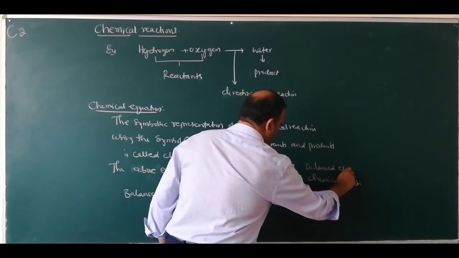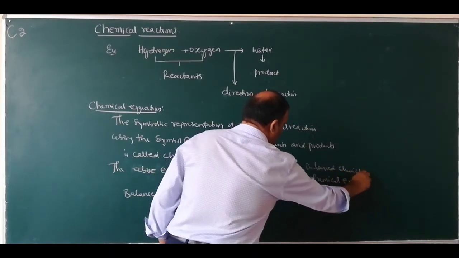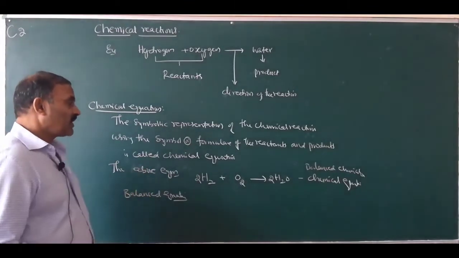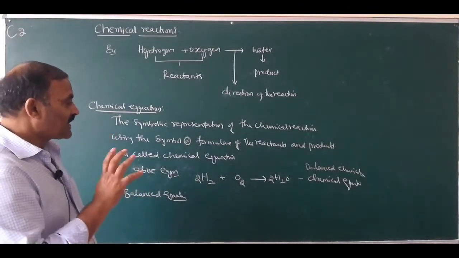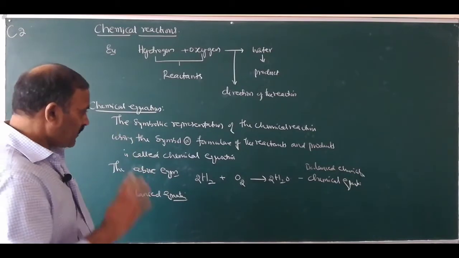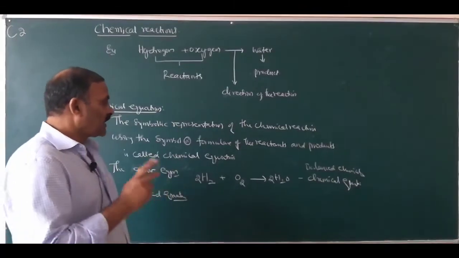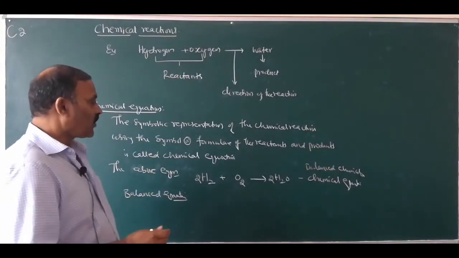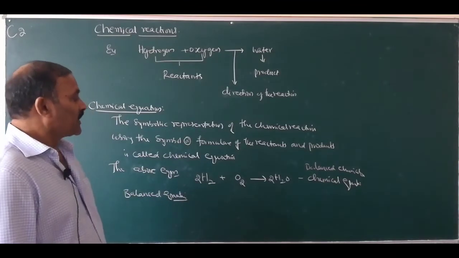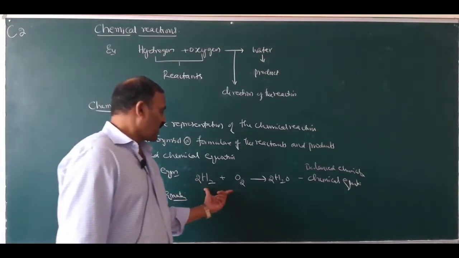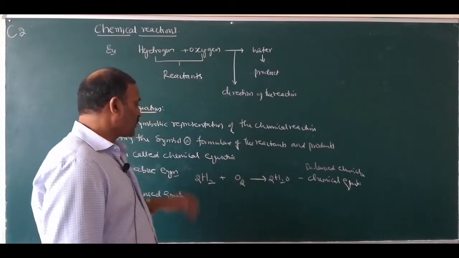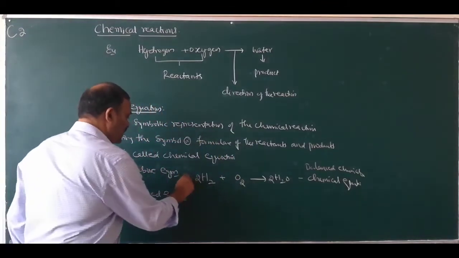What is a balanced chemical equation? A balanced chemical equation is the chemical equation in which the number of atoms of each element on either side of the equation, the left side and the right side, must be equal.